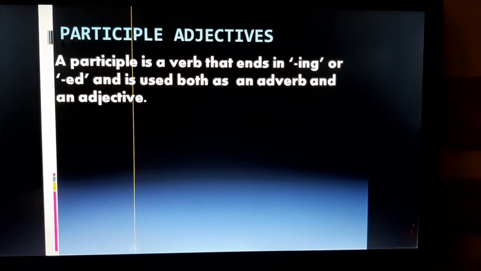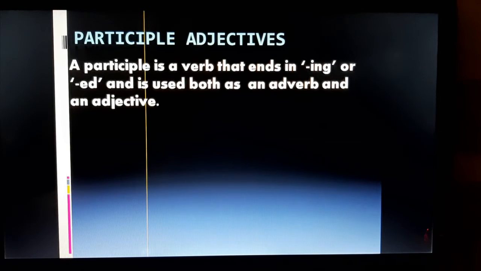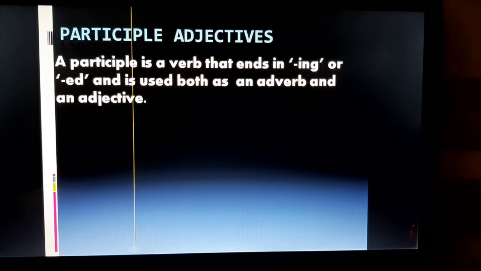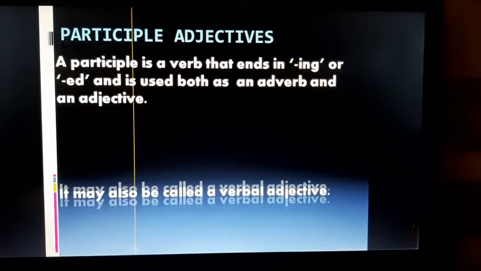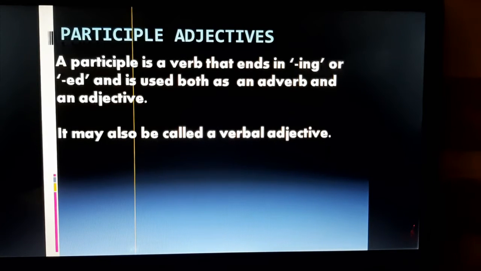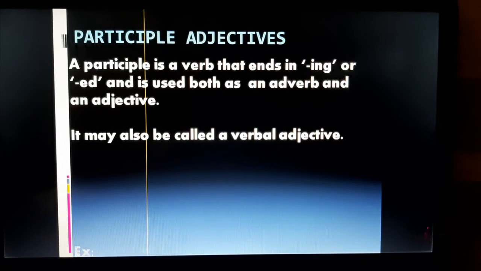A participle is a verb that ends in ing or ed and is used both as an adverb and an adjective. Let me define it again. A participle is a verb that ends with ing or ed and is used both as an adverb or an adjective. Okay? It may also be called a verbal adjective. Let's see the examples.